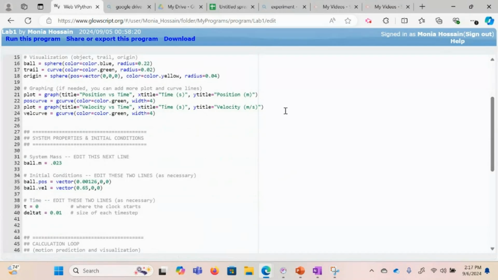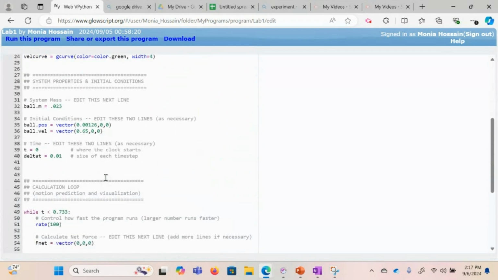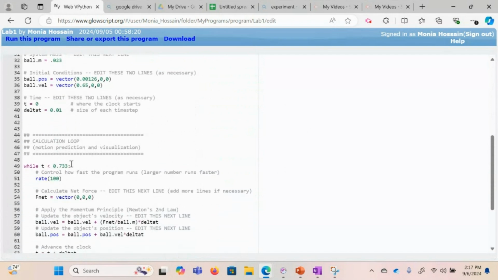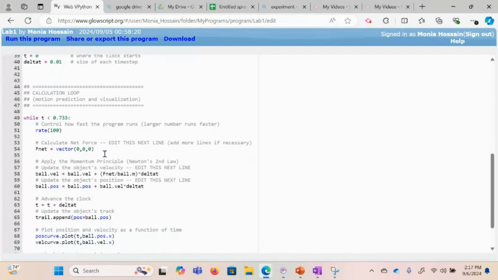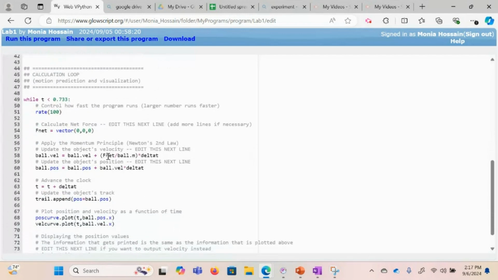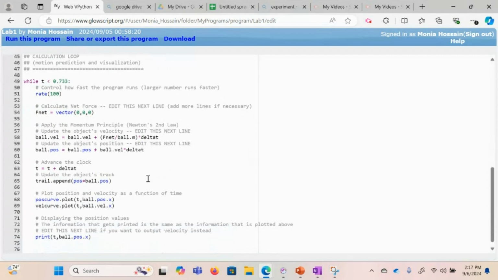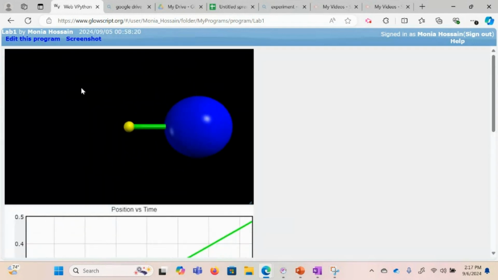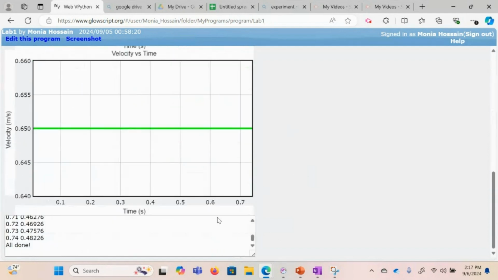Here is my GlowScript code. Here I have the ball's mass in kgs, the initial position, initial velocity, initial time, change in time, the last observed time, the net force is set to 0, and these are the formulas. When we run this program, we get this model, the graph, and the data points that we will put in an Excel sheet to compare with the experimental data points.